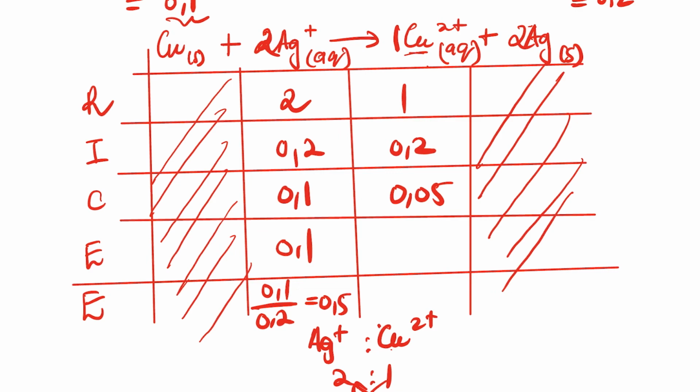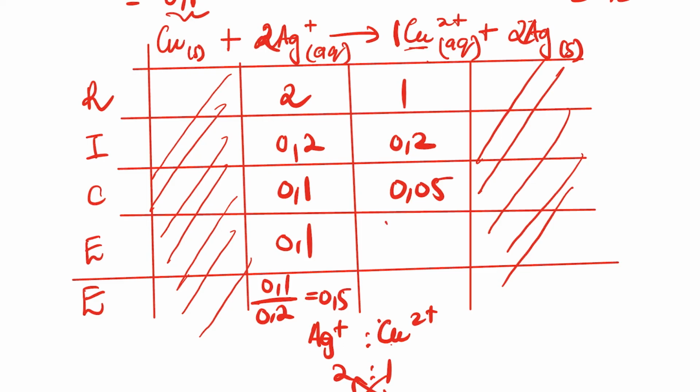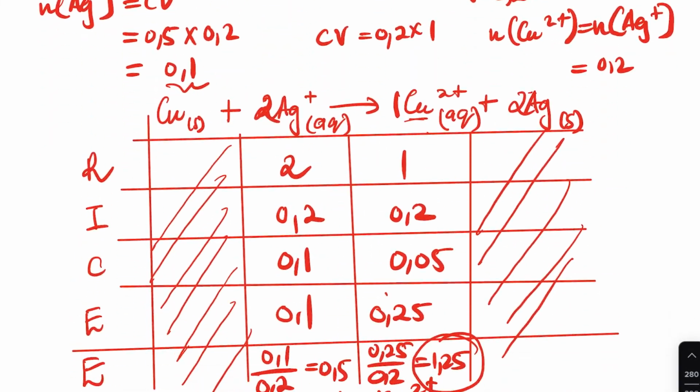Since this is the product, in the product we add, so it's 0.2 plus 0.05, so it's going to be 0.25, and we divide by 0.2, and it's going to be 1.25. That means we got the answer. This is the answer there. I hope, guys, that makes sense.